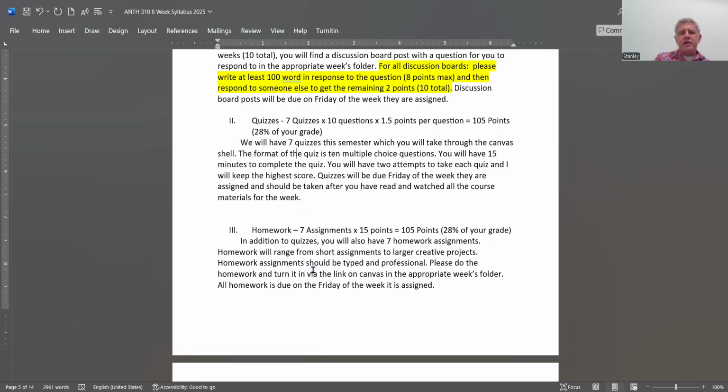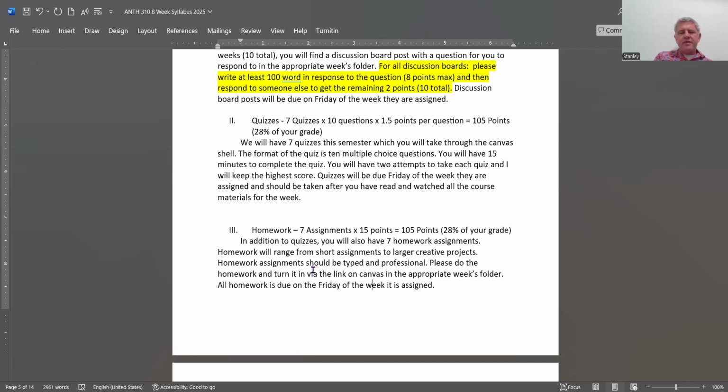The format of these quizzes is 10 multiple choice questions, and you have 2 attempts to take each quiz and I keep the higher score. They're also due on Friday. And you should take these quizzes after you've watched the videos and the lectures and gone through the PowerPoints and the articles and such, to make sure that you've covered all the material before you take the quiz.